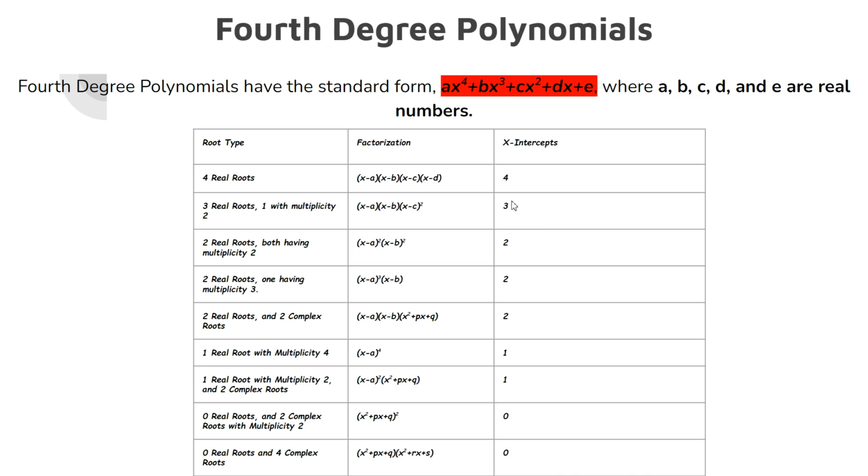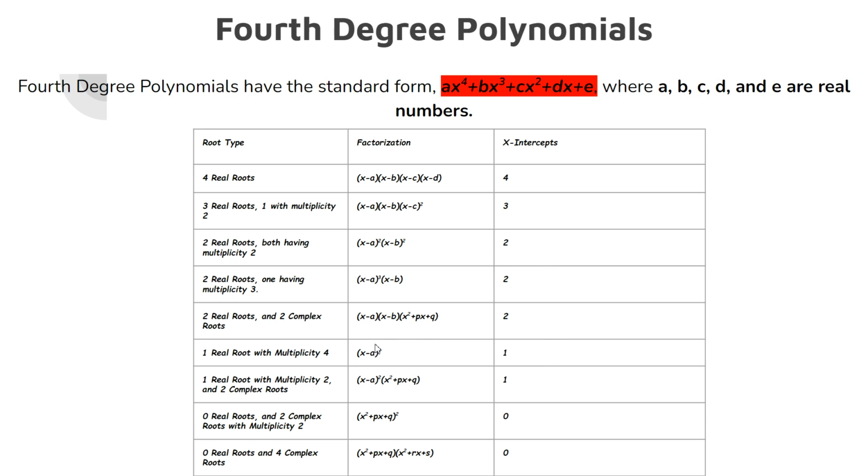It could also have 2 real roots, both having multiplicity 2. And it will be in the form of 2 repeated linear factors like this. Now, it could also have 2 real roots with 1 having multiplicity 3, so you'll have 1 twice repeated linear factor and 1 non-repeated linear factor. There could also be 2 real roots and 2 complex roots, meaning you could have 2 distinct linear factors and then an irreducible quadratic. All 3 of these have 2 x-intercepts.